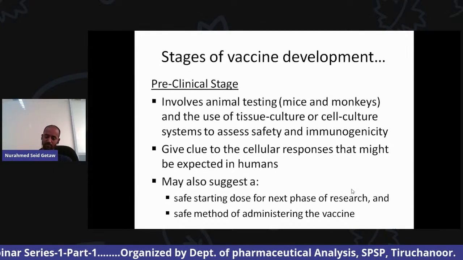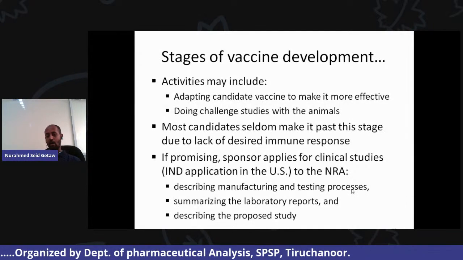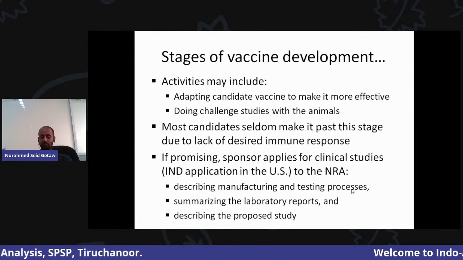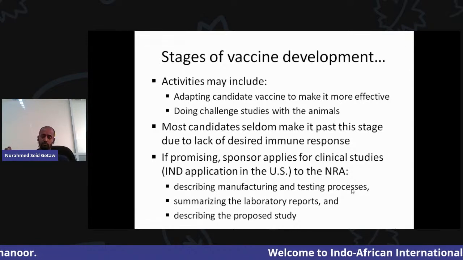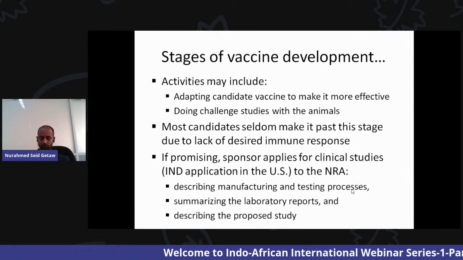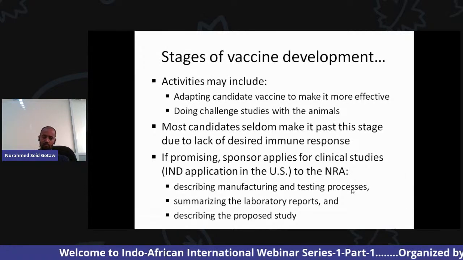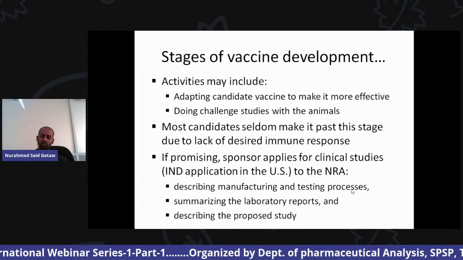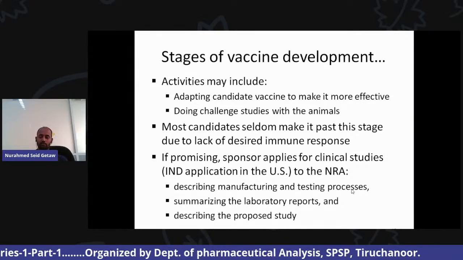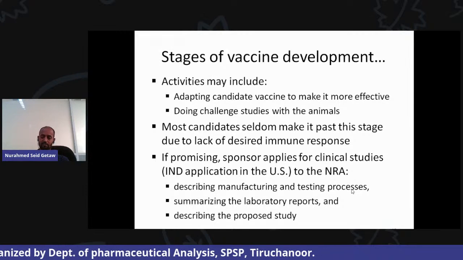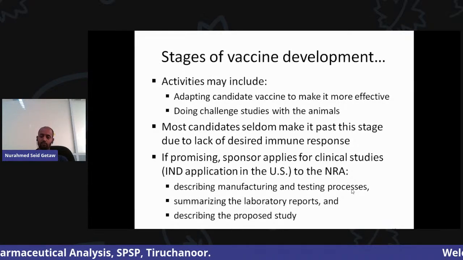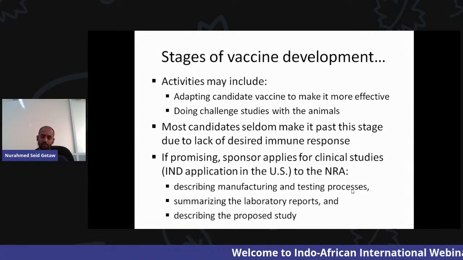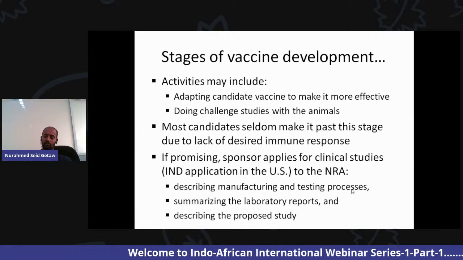Some level of information can also be obtained from these studies. And a safe method of administering the vaccine, or how, in the event of successful immunogenicity, it is going to be delivered or administered to the intended host, will also be obtained. But among the different activities done at the preclinical stage, adapting the vaccine candidate, or optimizing the vaccine to make it a little bit more effective, is one of the activities. And the other one is doing challenge studies with animals.